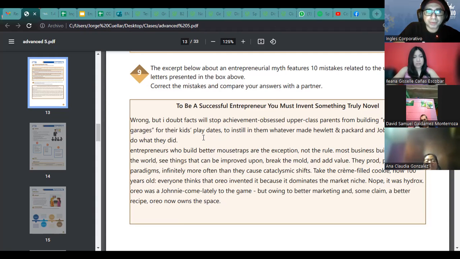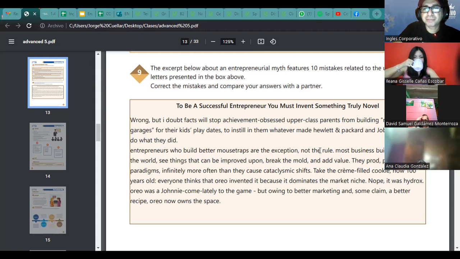But, anyways, now let's check some vocabulary. So it says wrong, but I doubt facts will stop achievement of success. What will be achievement of success upper class parents? Achievement of success is something that is following the success in everything they do. Obsessed, right? Obsessed that they have to achieve that. They are very competitive and things like that. And upper class parents? Upper class is not our class. It's a class higher than ours. Well, yeah, that may be it, yeah.